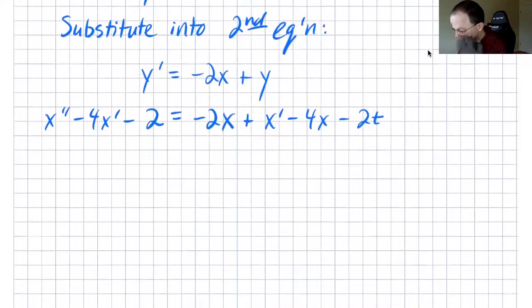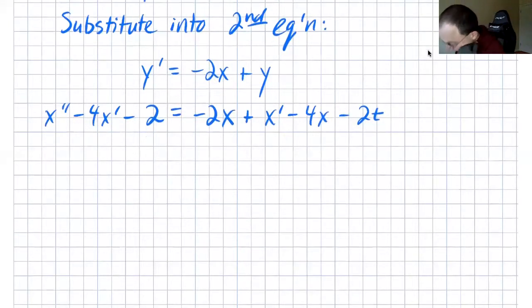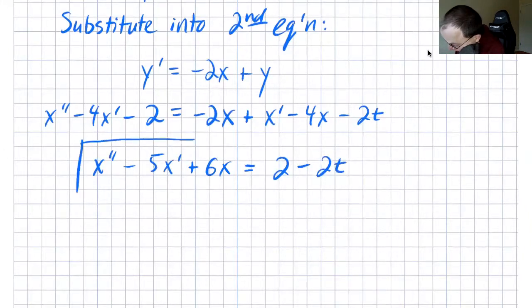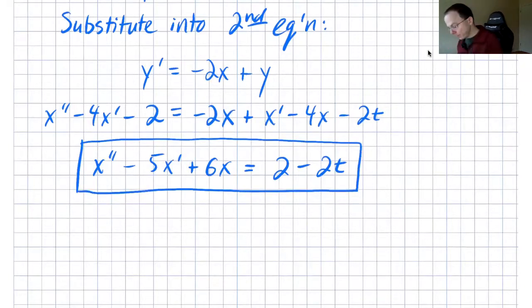Okay, and now let's rearrange everything, put all the x's on one side, and we have x double prime minus 5x prime. And then on the left we have minus 6x, so move it to the right, so plus 6x, and then move this minus 2 to the right, and we get 2 minus 2t. Okay, so there is our differential equation.